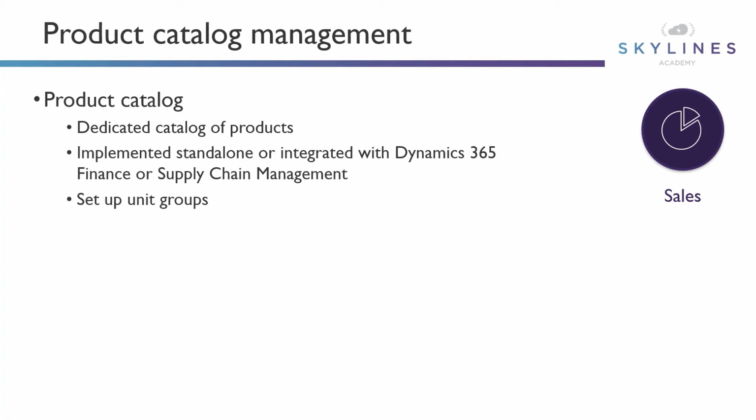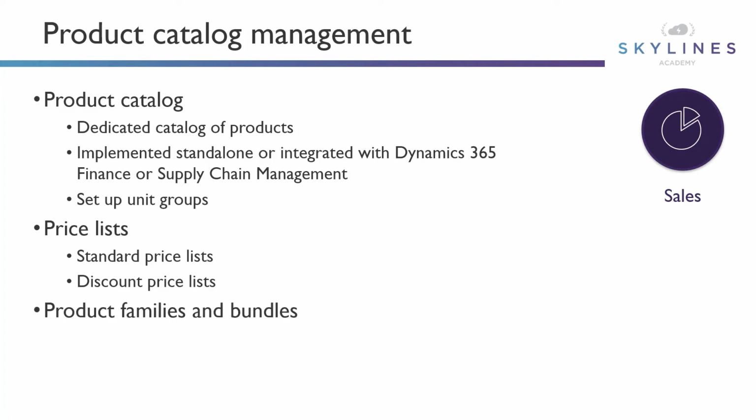You use this product catalog to set up unit groups that define how your products are sold. Within the product catalog, you can also set up price lists. You can then use these price lists to cover standard and discount price lists so that you can offer promotions and different pricing to different customers that you engage with.